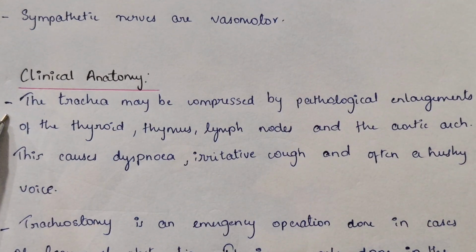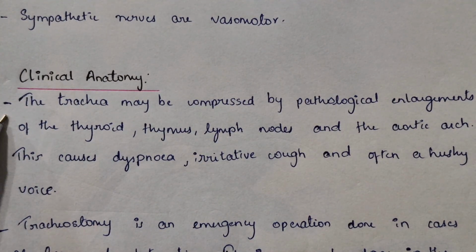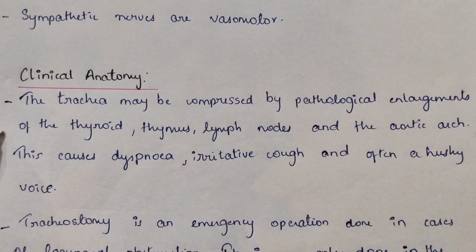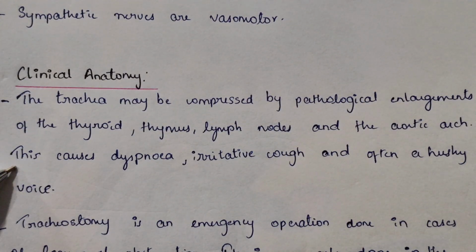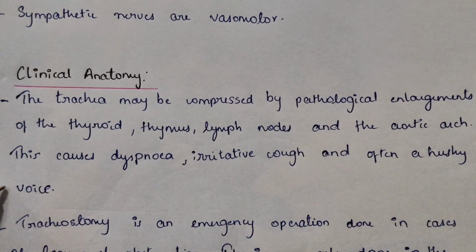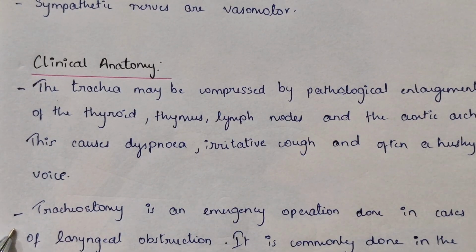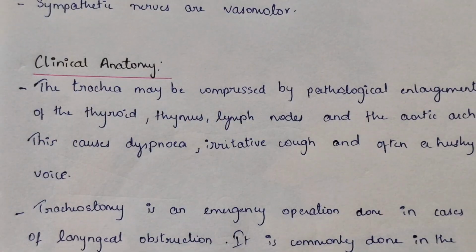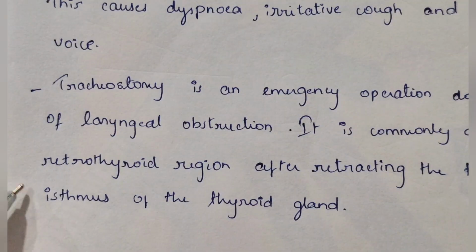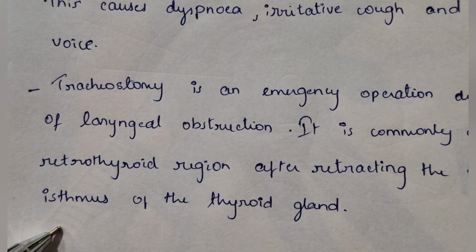Clinical anatomy of the trachea. The trachea may be compressed by pathological enlargements of the thyroid, the thymus, the lymph nodes, and the aortic arch. This causes dyspnea, irritative cough, and often a husky voice. Tracheostomy is an emergency operation done in cases of laryngeal obstruction. It is commonly done in the retrothyroid region after retracting the isthmus of the thyroid gland.